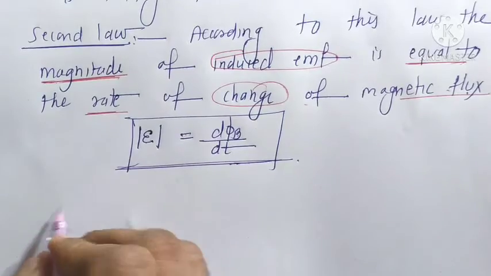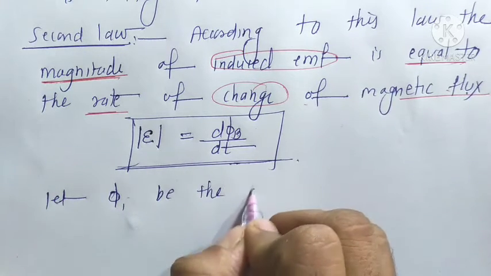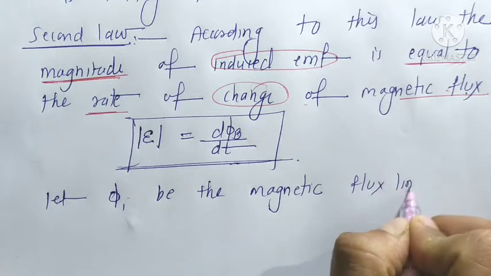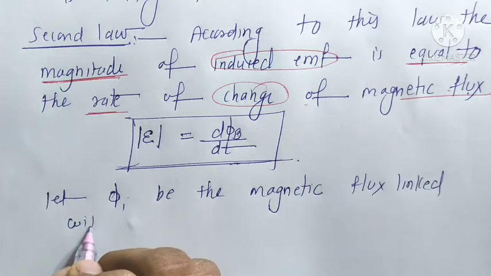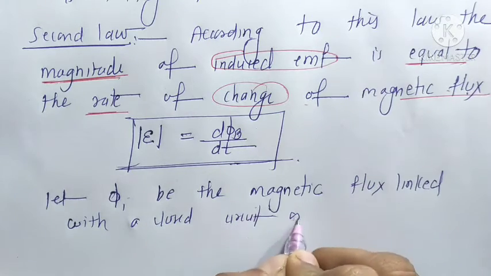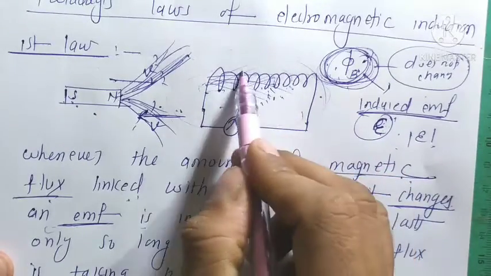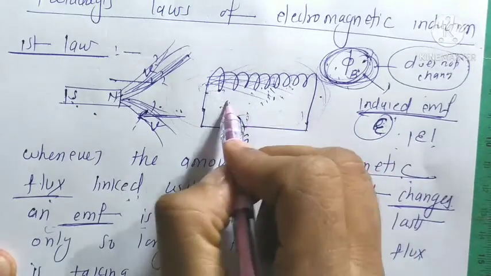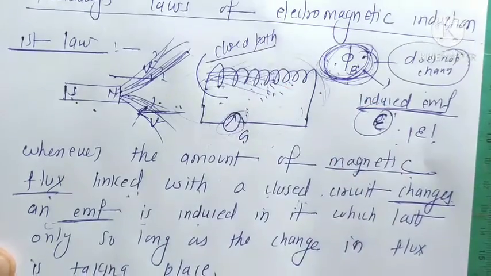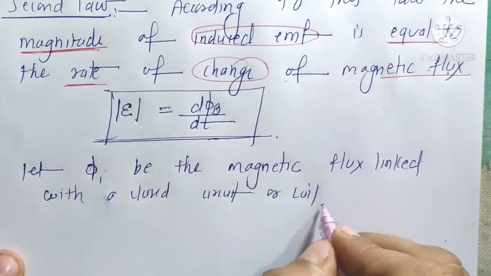Let phi 1 be the magnetic flux linked with a closed circuit or coil. Here we take a closed coil, and this closed coil is connected with a galvanometer, and this is a closed path or closed circuit, whatever we say. And this is the coil.